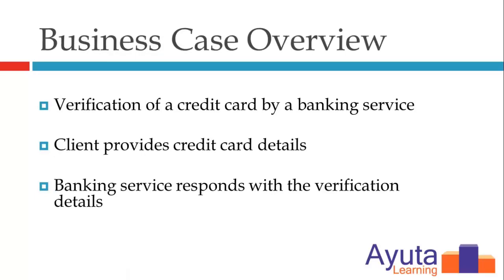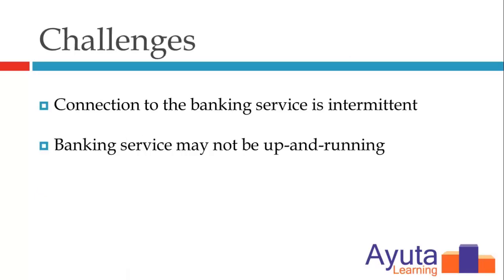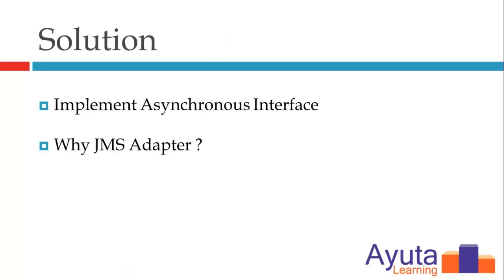So our business case is the verification of a credit card by a banking service. The client provides the credit card details to the banking service, and the banking service responds with the verification details. Now the main challenge in implementing this is that the connection to the banking service is not stable. This means there is a possibility that when we try to push the credit card details to the banking service, the invocation might fail. So the solution to this problem is to implement an asynchronous interface in the form of a JMS adapter.